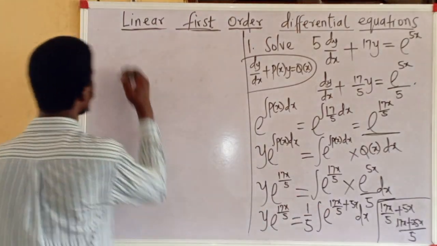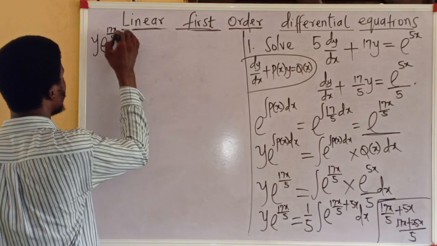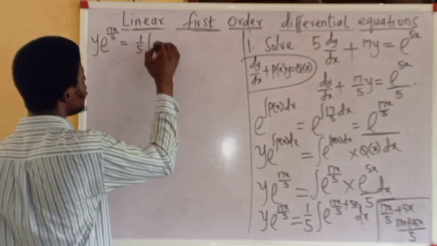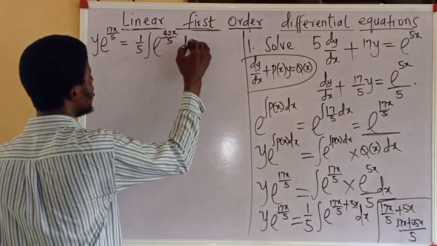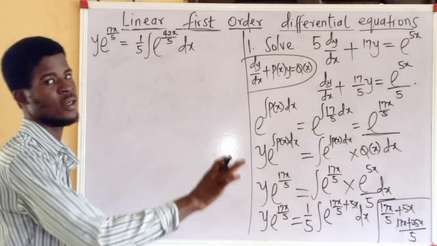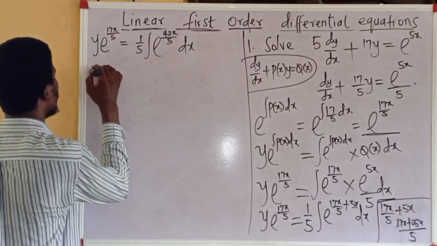So this will now be y e to the power of 17x over 5 is equal to 1 over 5 times the integral of e to the power of 42x over 5 dx. Step 4 says we should integrate the right hand side. Let's integrate this right hand side now with respect to x.